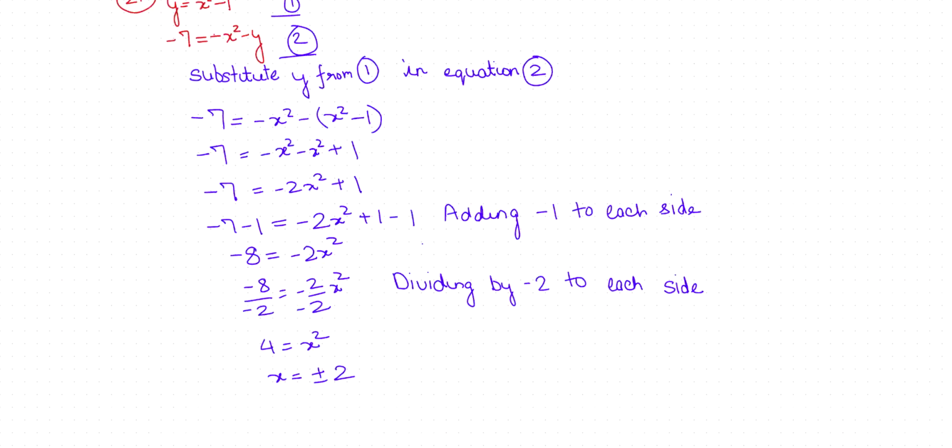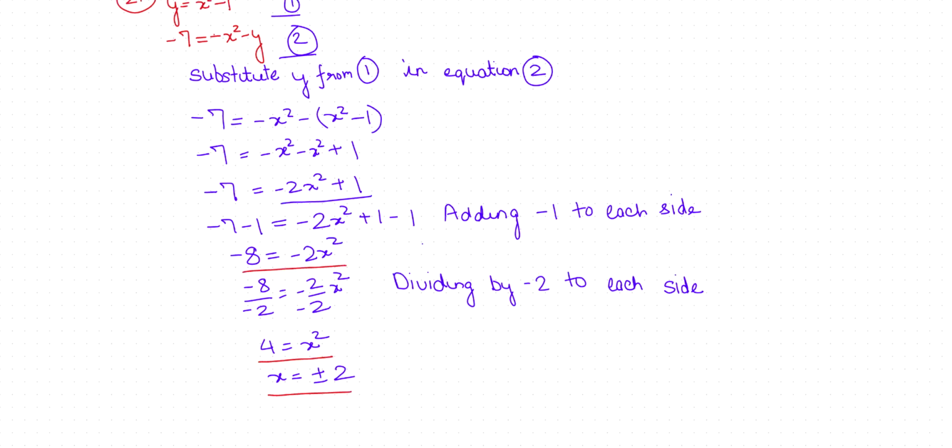Simplifying this will give us negative 2x squared plus 1 like this. Okay, then we'll add negative 1 to each side. So this will give negative 8 is equal to negative 2x squared. And then we'll divide by negative 2 on each side, which will give x squared is equal to 4. And then when we take the square root, we get x is equal to plus and minus 2.